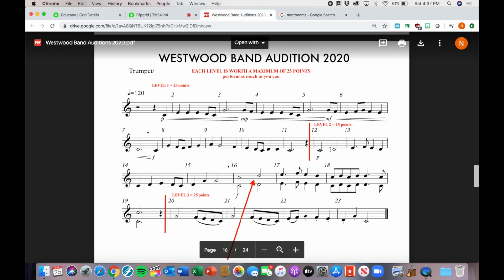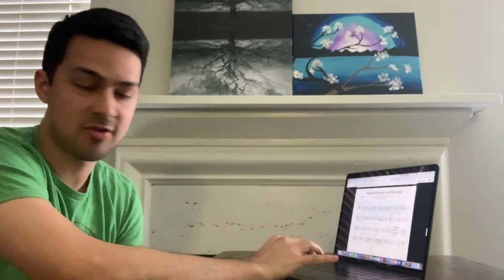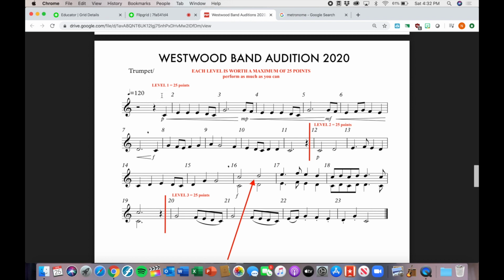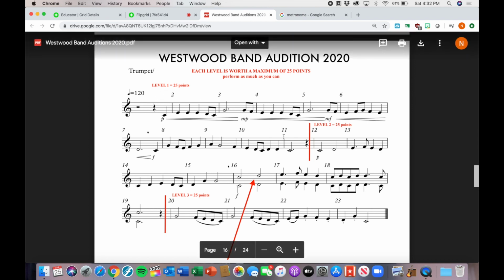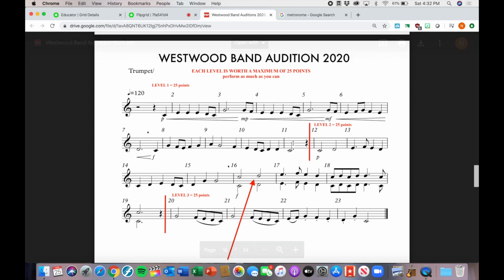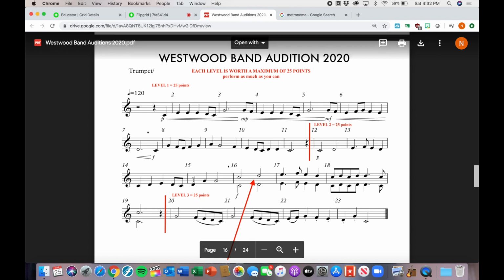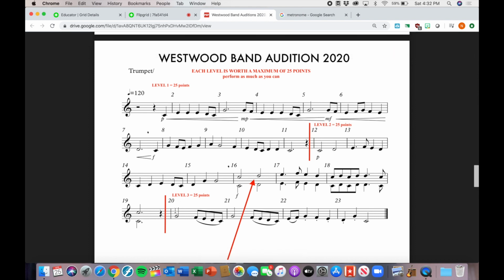I forgot to talk about this, but you'll notice the etude is broken up into 3 parts. All 6th and 7th grade students will be completing level 1, which is measure 1 through measure 11. If you wish to gain additional points and earn a spot in a higher band at your school, then you would also continue with measures 12 through 19. And if you want even more points, keep going, 20 to the end.